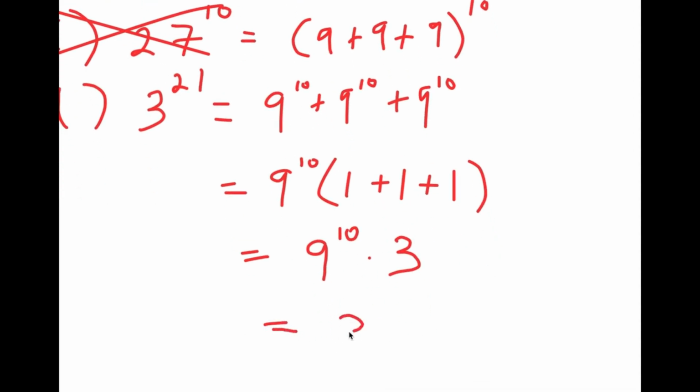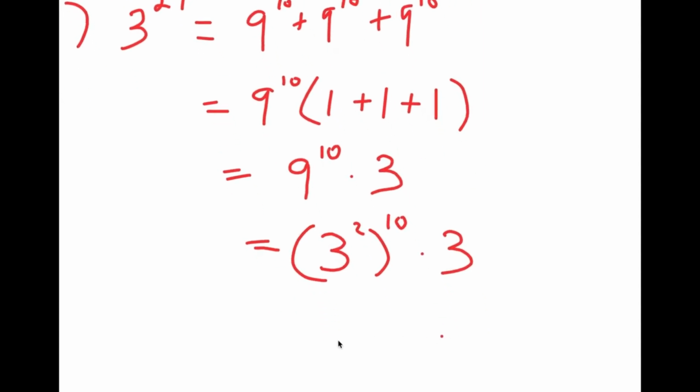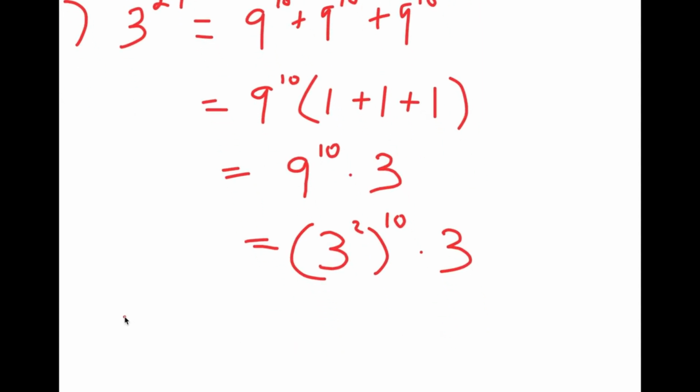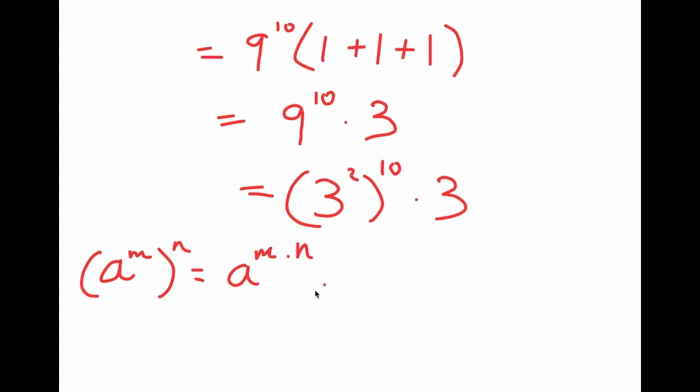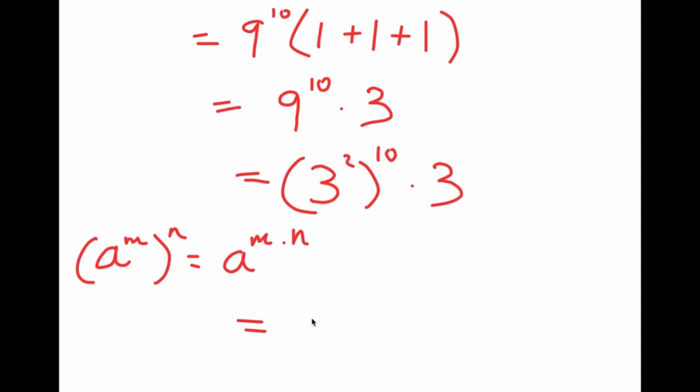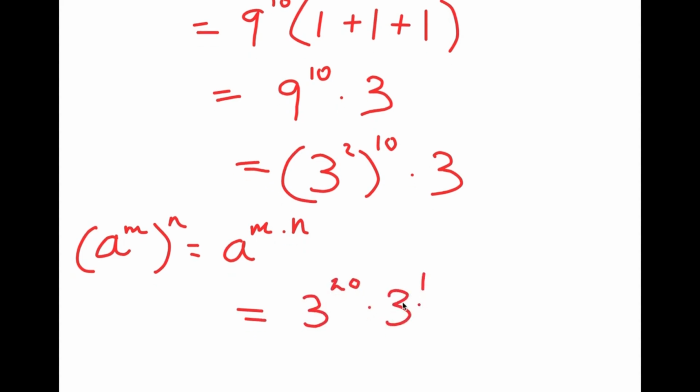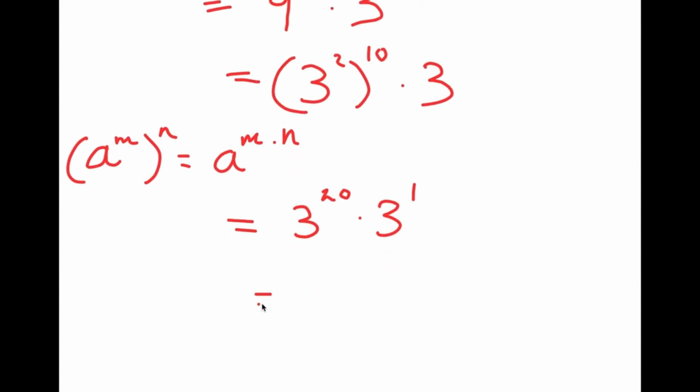And now this is equal to 3 squared to the power of 10 times 3. If I have something in the form a to the power of m to the power of n, this is equal to a to the power of m times n. So 3 to the power of 2 to the power of 10 is going to equal 3 to the power of 20, and I have this times 3 to the power of 1. So I simply add the exponents. This is equal to 3 to the power of 21.